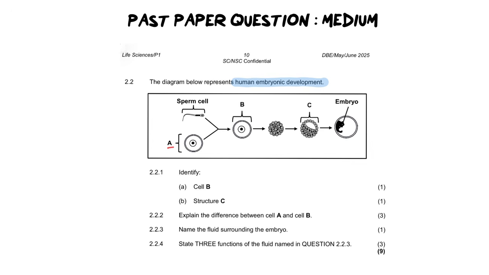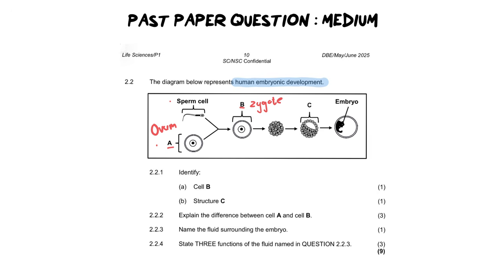Structure A is definitely going to be an ovum, and obviously the clue to knowing that is we have a sperm cell sitting just above. And then we have structure B. Now, structure B shows that we've taken the sperm cell and the egg cell and we've fused them together. So knowing that now, we know that that is a zygote.